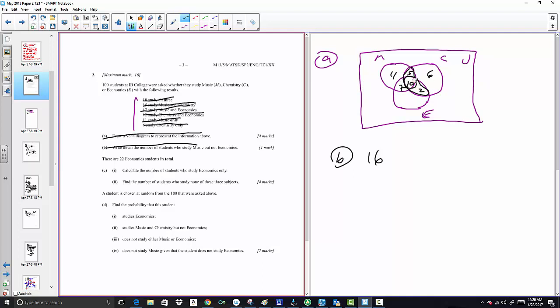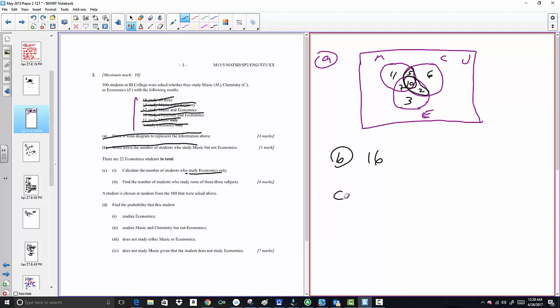Looks like we already have 10, 17, 19 already there. So there should be 3 people that study only economics, if that's true. And of course, the question is calculate the number of students who study economics only. That's the next question. Wow, big shocker, right? So C part 1, this answer is 3. I can see that because I already know, right?